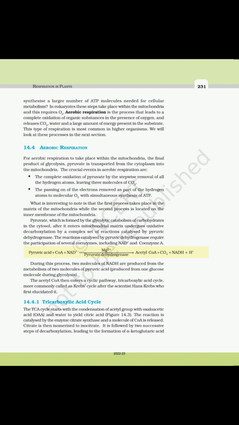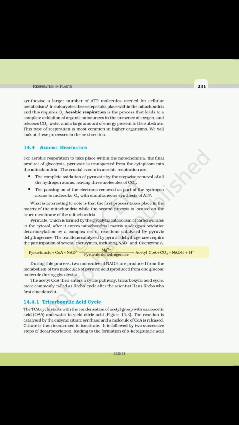Aerobic respiration is the process that leads to a complete oxidation of organic substances in the presence of oxygen and releases CO2, water and a large amount of energy present in the substrate. This type of respiration is most common in higher organisms. We will look at these processes in the next section.